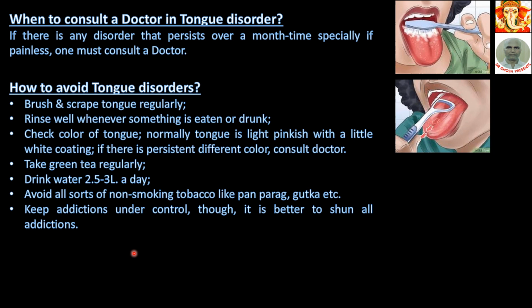How to avoid tongue disorders? Brush and scrape the tongue regularly. Rinse well whenever something is eaten or drunk. Check the color of the tongue. Normal tongue color is light pinkish with a little white coating. If there is a persistent different color, consult a doctor. Take green tea regularly. Green tea is a very good thing for the tongue. It keeps the bacteria off. Drink 2.5 or 3 liters of water a day. Avoid all sorts of non-smoking tobacco like pan, pora, gutka, etc. Keep addictions under control, though it is better to shun all addictions.